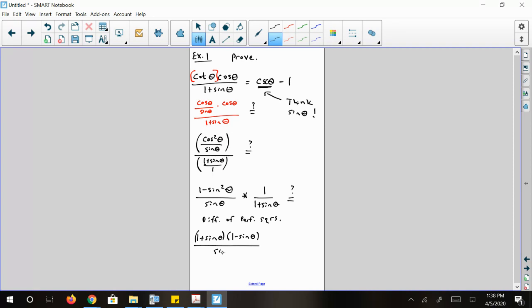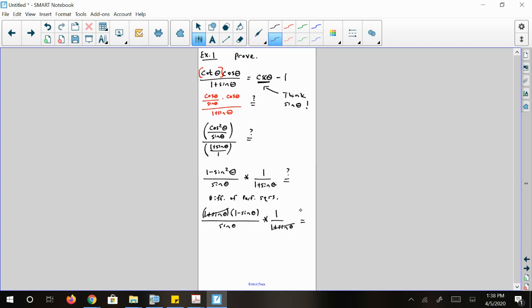I'll keep everything else the same for now. This is helpful because now I can cancel out this 1 plus sine of theta here and this 1 plus sine of theta here, okay? So if I'm condensing all this down now, I've got 1 minus sine of theta times 1, which just stays the same. And on the bottom here, I have a sine of theta times 1, which just gives me a sine of theta, okay?